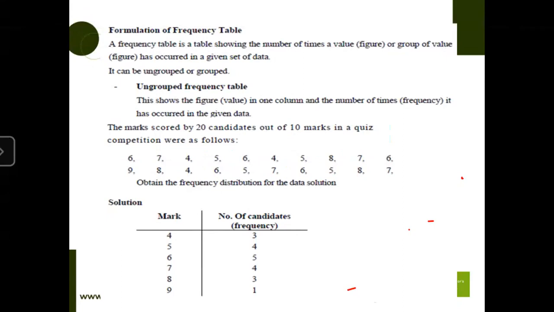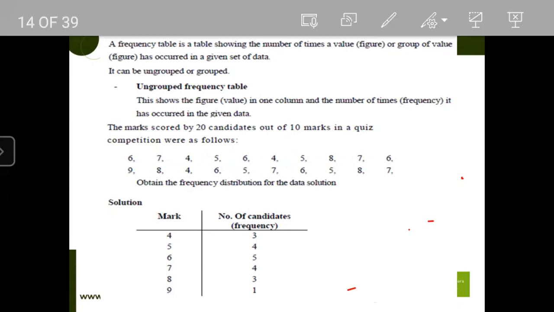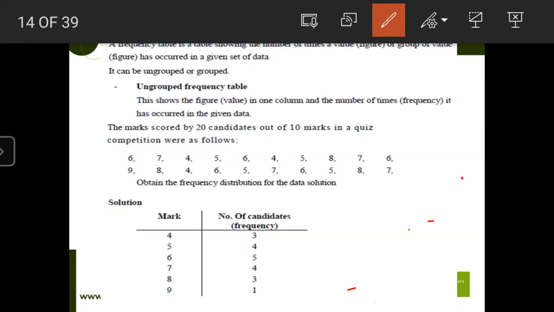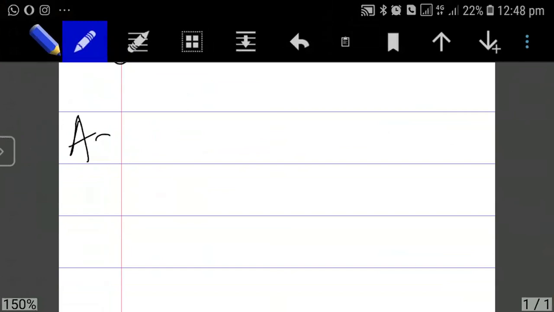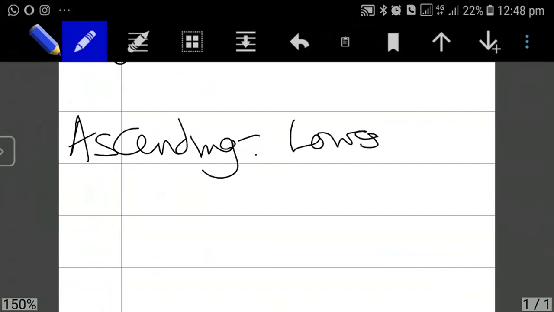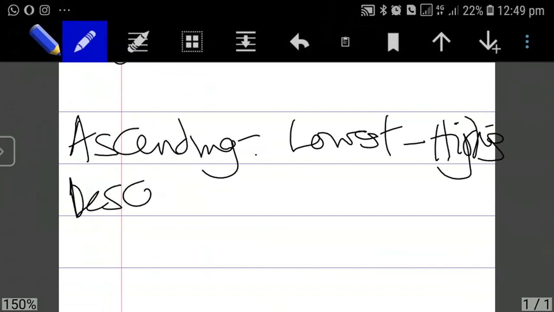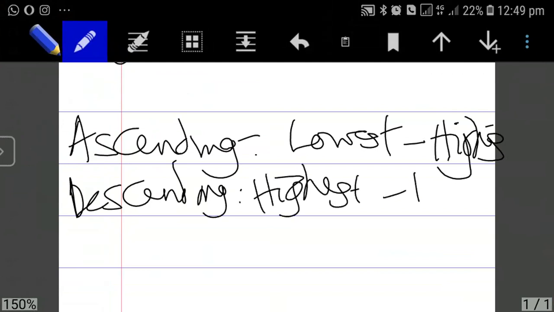Now, how many students score 6? How many students score 7? How many students score 4? How many students score 8? That is the question. You will now solve. If you like, you can arrange your numbers in ascending or descending form. Ascending means from lowest to highest. Descending means the opposite, highest to lowest.